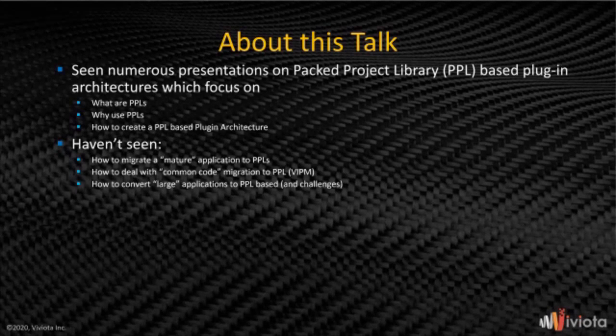So one of the things that we have, at least in our project, is we have a lot of reuse libraries and a lot of common code. So how do those fit into the PPL structure, and how do you build things with them? And what do you do if it's a large application? And I'll talk a little bit about what large is for us, at least later on.